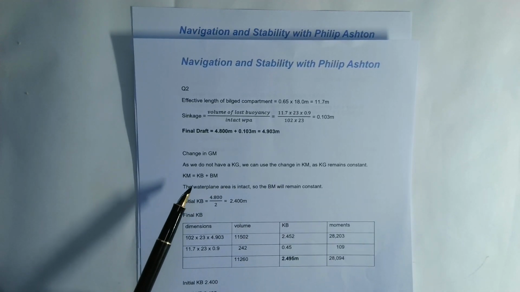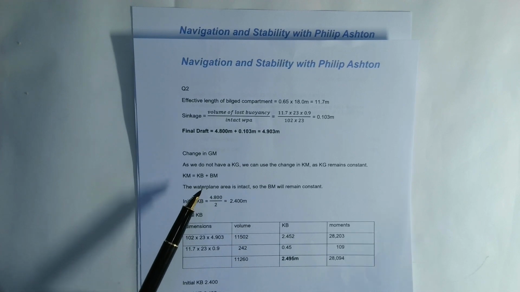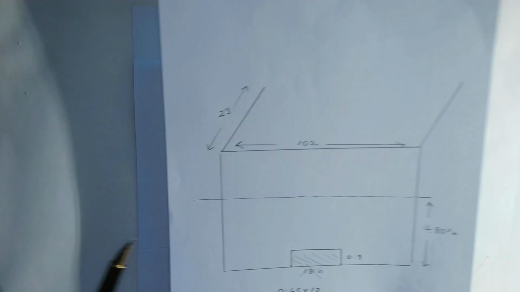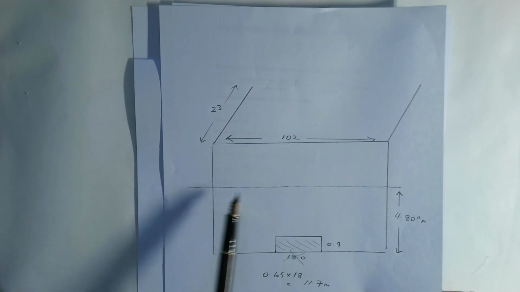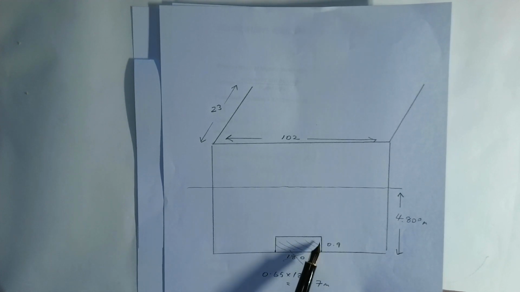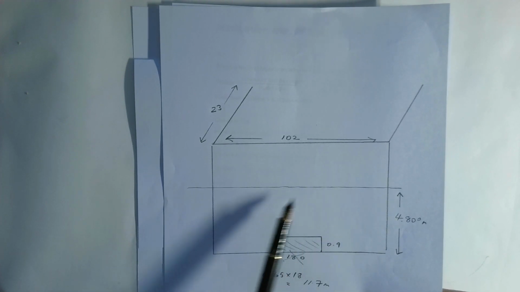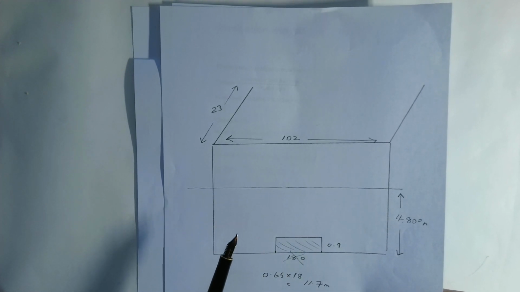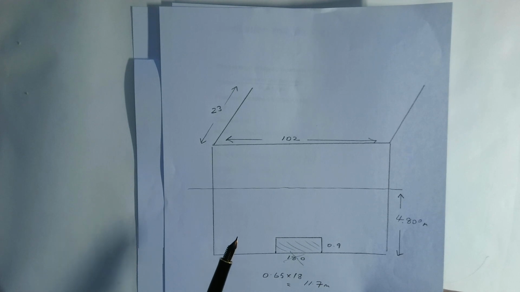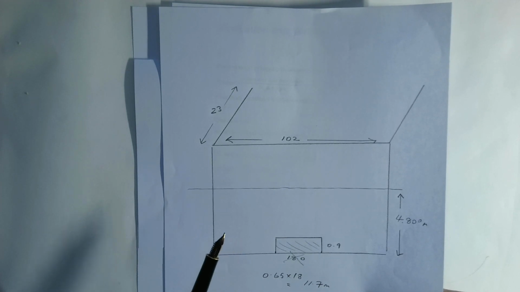We know that KM is KB plus BM, but looking at the sketch, definitely our water plane area is intact. Nothing is affecting the water plane area because we've been bilged below the flat. Therefore the BM remains the same. So the only thing that will change will be the KB. So effectively the change in KB is the change in GM.